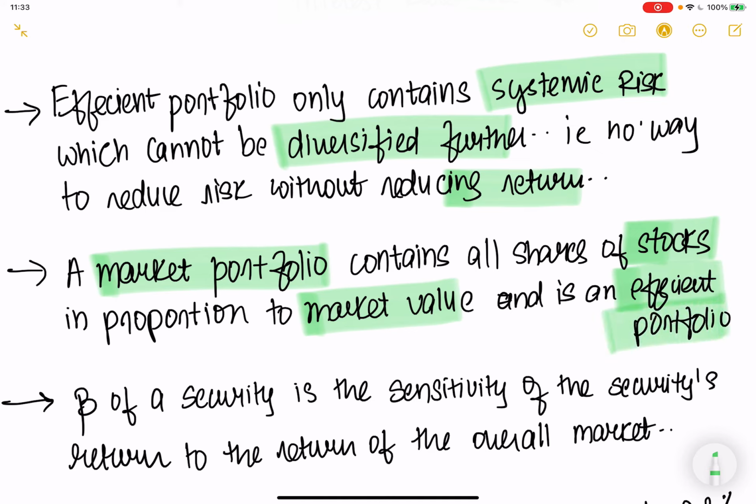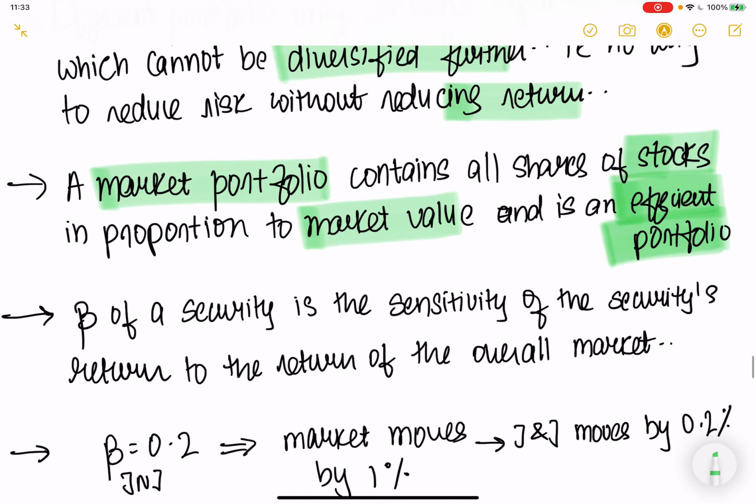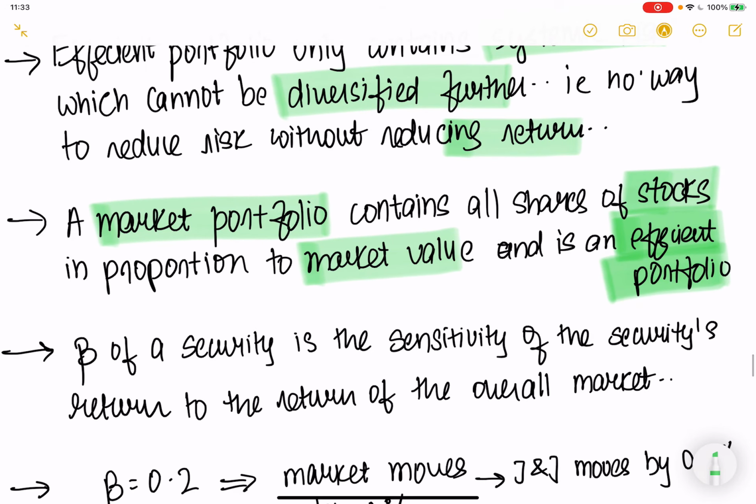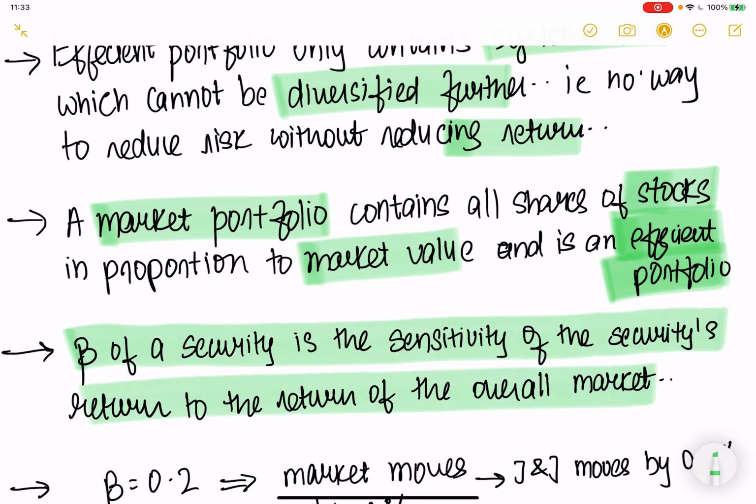So the market portfolio is an efficient portfolio. That means it has zero diversifiable risk. It only has systemic risk. So in a sense, if you were to summarize what beta is, beta of a security is the sensitivity of the security's return to the return of the overall market.